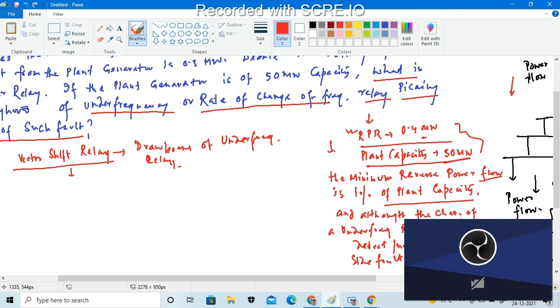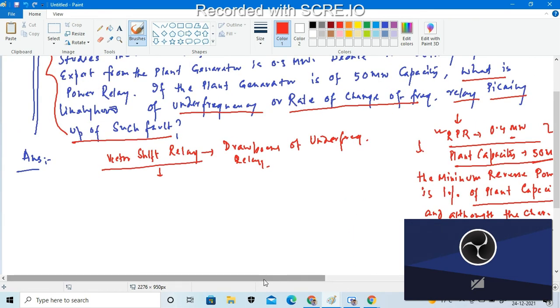The under frequency relay will only detect the fault which is associated with the plant generator or near to the plant generator. So there must be some drawbacks of this under frequency relay. To overcome this, we are implementing the vector shift relay, and also the system protection schemes associated with the transmission side, which we will discuss when we have a brief discussion on the vector shift relay.